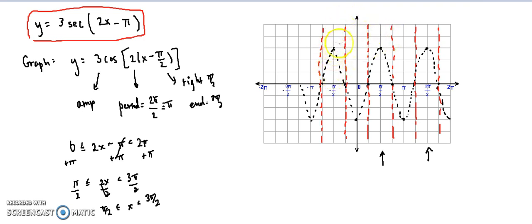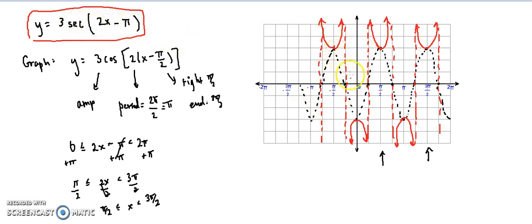Okay, and then remember, every time we have one of these bumps, that's going to flip and become one of the U-shaped pieces. So it looks like that. And that. Okay, so each one of these we flip like this. Okay, so the red graph is our secant graph, this one right here. The red graph is our secant graph.